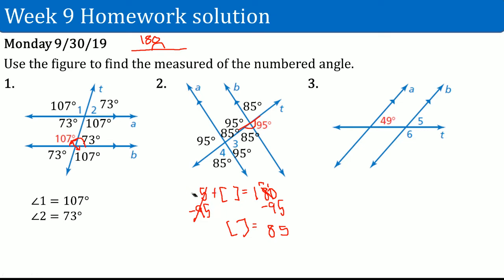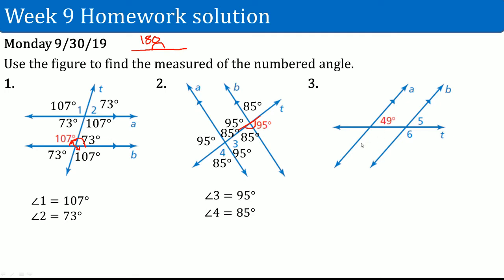What are the angles here? The number next to 3 is angle 95, so angle 3 is equal to 95 degrees. What is 4? What's the value? 85. So you would say that angle 4 is equal to 85.